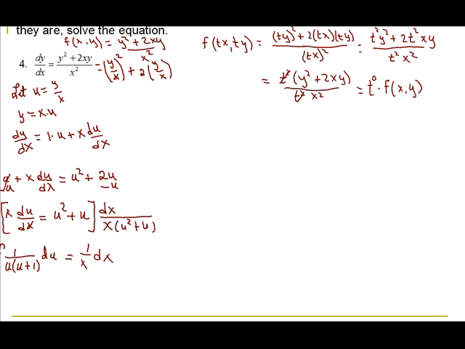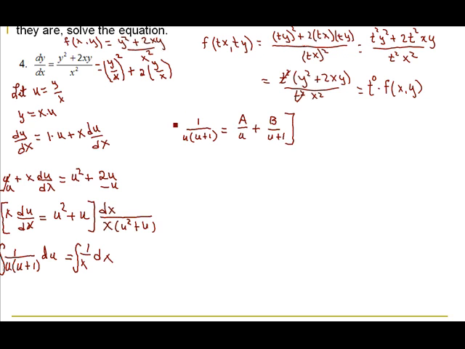From here, you want to integrate both sides. On this first integration, you want to use partial fractions. I can do that off to the side. If I have 1 over u times u plus 1, that's equal to some number divided by u plus another number divided by u plus 1.